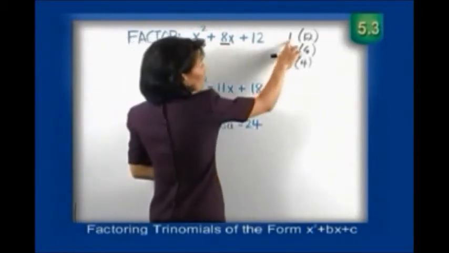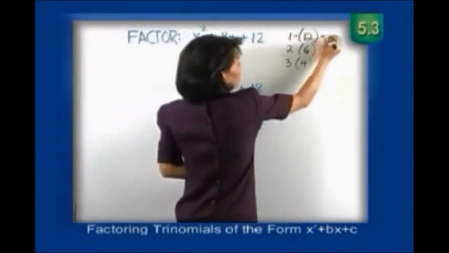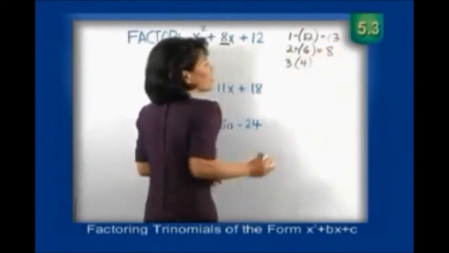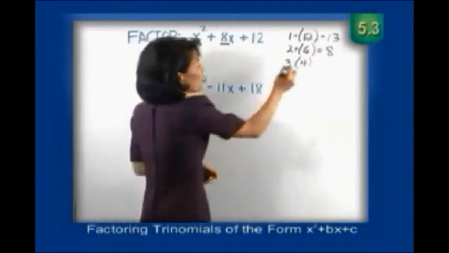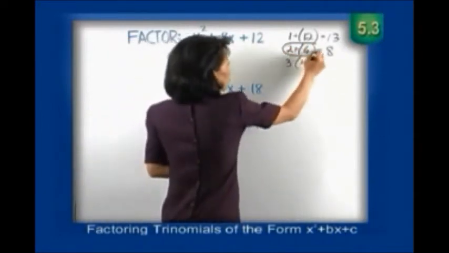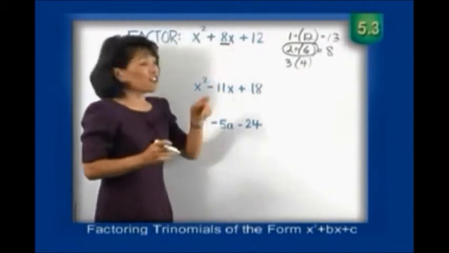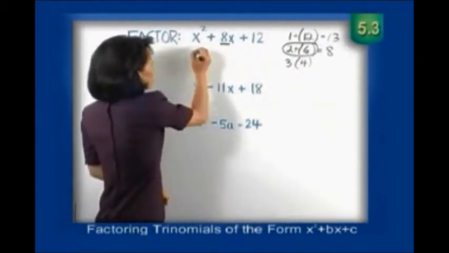Well, here we go. 1 plus 12 equals 13. 2 plus 6, there it is, 8. So what that tells me is that the 2 and the 6 are the numbers we're going to use in the factorization of our first trinomial. So we'll set it up this way.